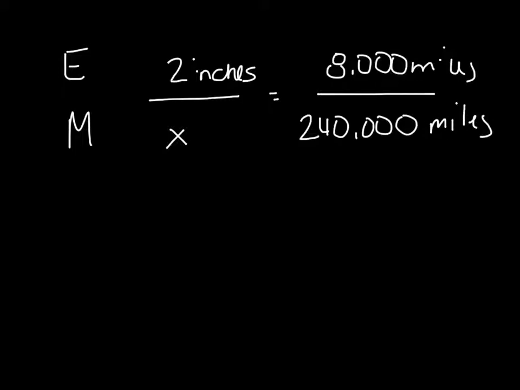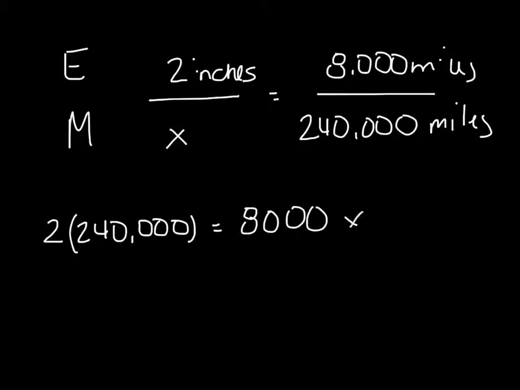But the process at that point is the same. So you would take and multiply what first? 2 times, yep, so 2 times 240,000 is equal to 8,000 times x. Okay, 2 times 240,000 is what? 480. Good, 480,000. And we still have 8,000x.